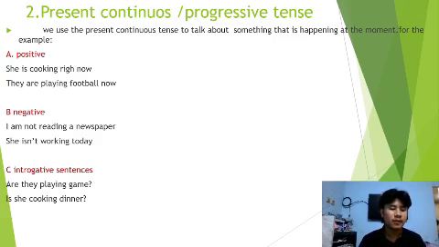They are playing football. Negative: I'm not reading a newspaper. She isn't working today. Interrogative sentence: Are they playing a game? Is he cooking dinner?